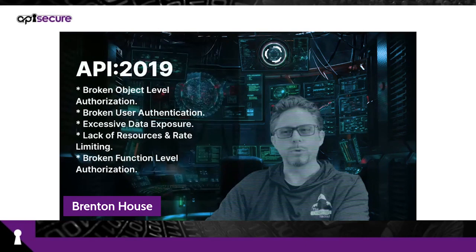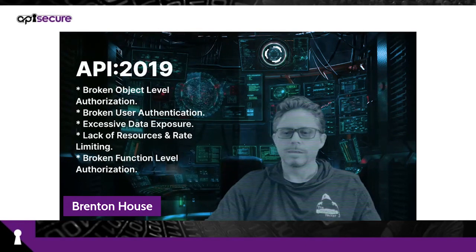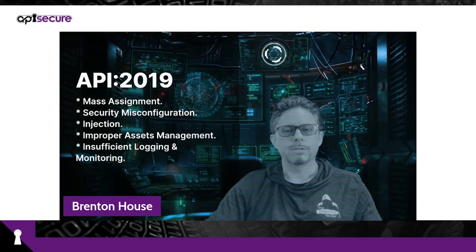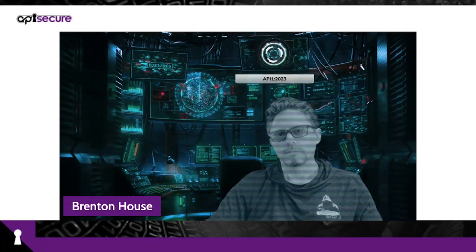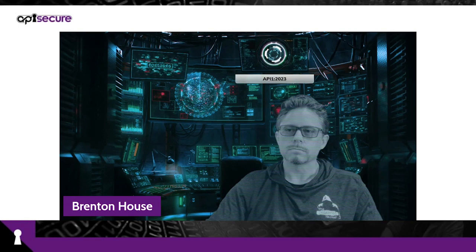So although this list is 4 years old, it's still very relevant today. In fact, even though some things have changed on the list, you will probably see some of your favorites on this new list. So let's take a look at the first item in the list for 2023 then. API 1, 2023, broken object level authorization. This vulnerability occurs when an API does not properly check for authorization at the object level, leading to unauthorized access to sensitive data.